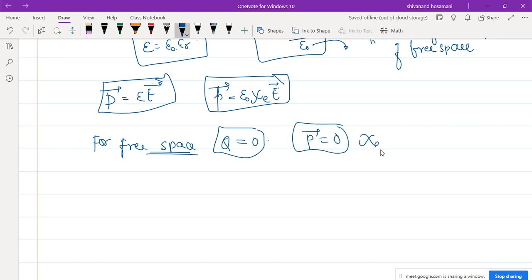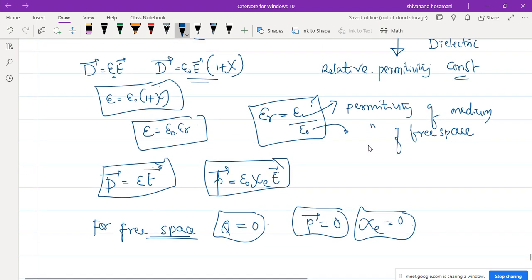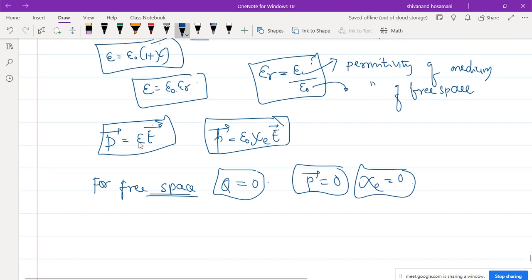And the susceptibility of free space is also 0. So this is what is about polarization. The displacement vector is like an induced electric field, where it is produced by the polarization or displacement of the charges. So that electric field is defined as the displacement vector. Is that clear?